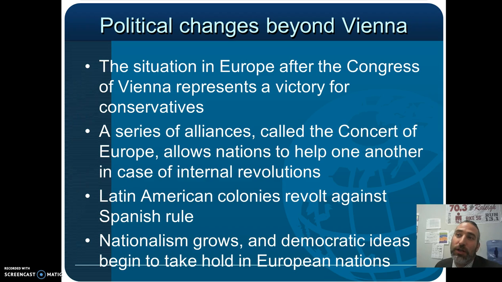It allows for future alliances to be created, which causes giant problems at the start of World War I. We also see Latin American colonies begin to revolt against the Spanish rule. Spain is the only country that still has a lot of colonies throughout the Americas, and the Latin American colonies start to revolt, like Mexico, like Brazil, like Peru. And eventually all of the Americas are going to be free from European rule.